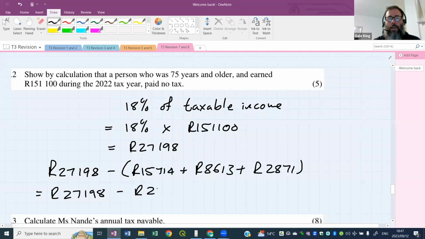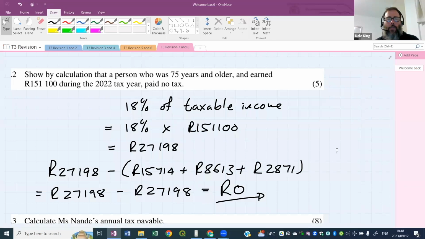So everything in the bracket adds up to 27198. So if the tax is 27198, but the rebates are all 27198, yes, the person pays no tax. Good job. That's not too bad. All we did was follow the tax table and the rebates, and we proved it. A person that's 75 years old and earns 151,100 Rand a year pays no tax.